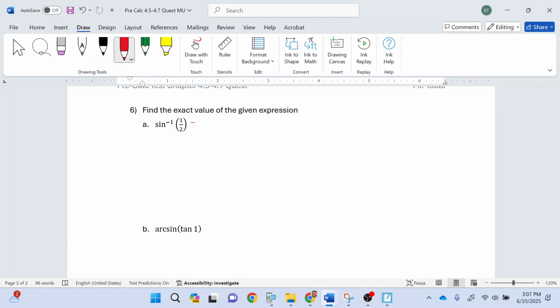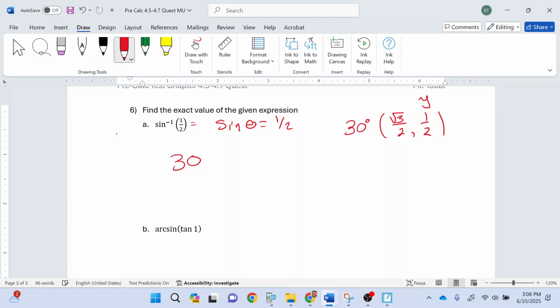So arc sine of 1/2, that's the same thing as me asking sine of what degree gives me a half. That's the same thing. So I've got to think of my unit circle. I'm looking at where it's root 3 comma 1/2, because remember, sine is the y value. In this case, this happens at 30 degrees. So in this case, arc sine of a half is 30.